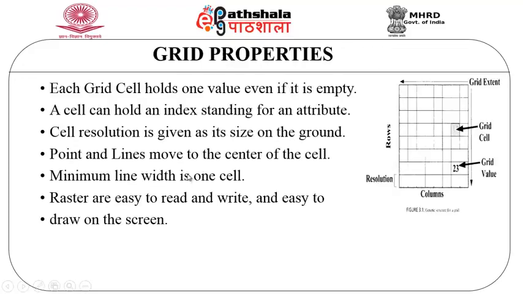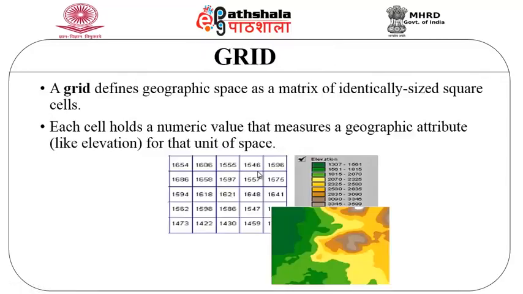Grid also has its own properties. Each grid cell holds one value even if it is an empty cell. A cell can hold an index value standing for a particular attribute. The cell resolution is given as its size on the ground. Points and lines move to the center of the cell. Minimum line width is one cell, and rasters are easy to read out and write and easy to draw on the screen. So a grid actually defines a geographical space as a matrix of identically sized square cells.